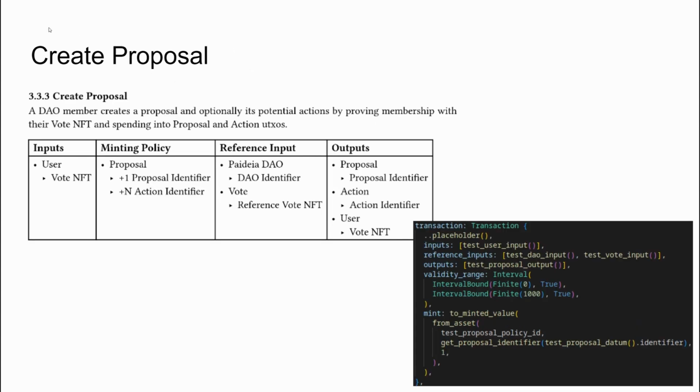So once this vote UTXO is created, the user can create a proposal, assuming they have staked enough governance tokens according to the configuration of the DAO. So here the user provides an input which must include the vote NFT, and then they will create a proposal. Milestone 2 does not have the actions in scope yet, so it's just the proposal for now. And the user, of course, wants to keep their vote NFT in their wallet, so it stays in the outputs.